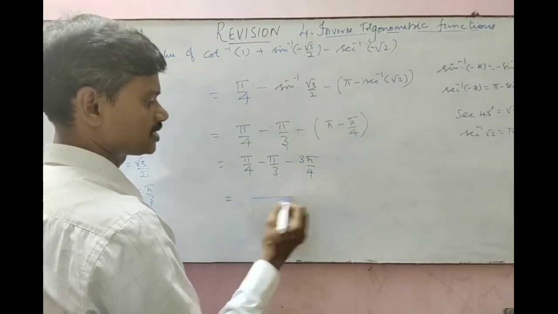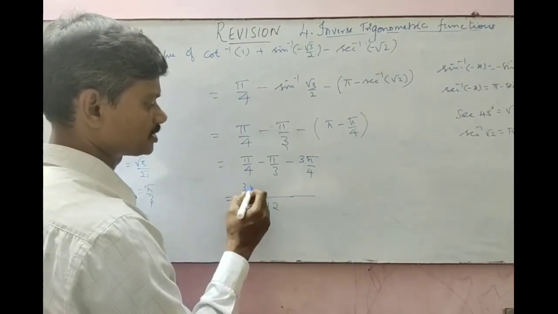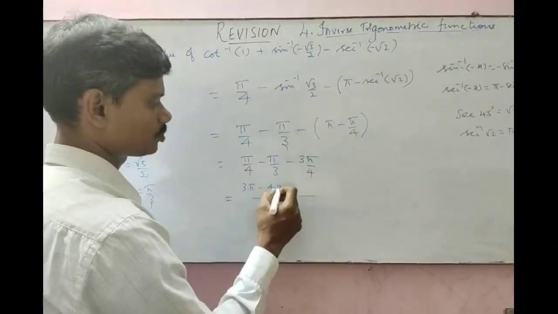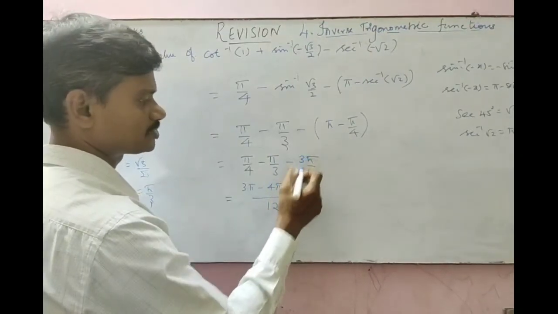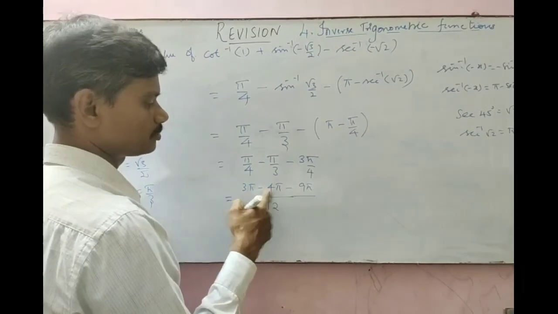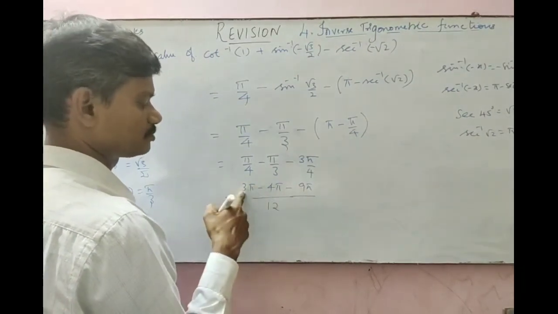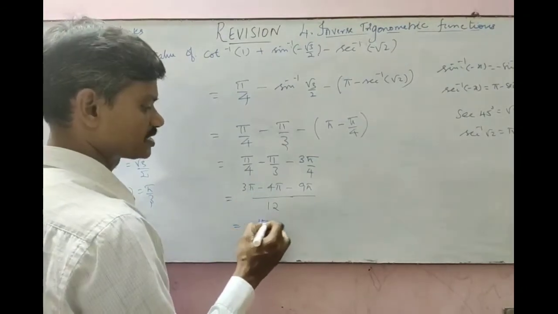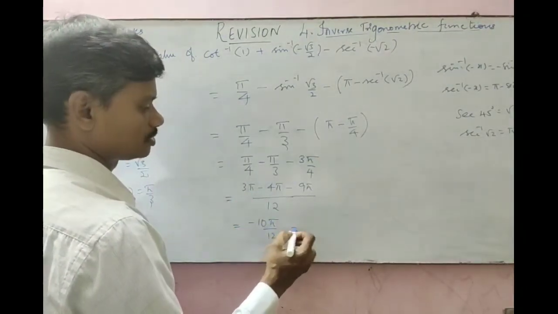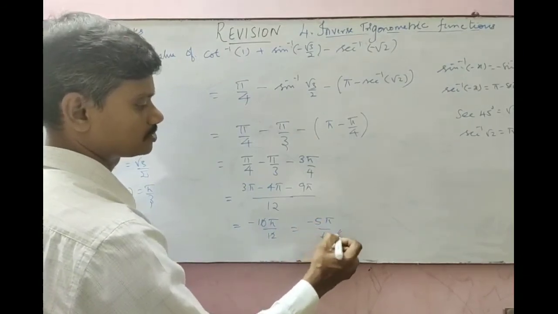Now you can take the LCM. The LCM is 12. You have to multiply 3 here. You will get 3 pi minus 4 pi. Here also you have to multiply with 3. You will get 9 pi. 9 pi minus 4 pi, both will give minus 13 pi. Minus 13 plus 3, minus 10 pi by 12. On simplifying these two you will get minus 5 pi by 6.